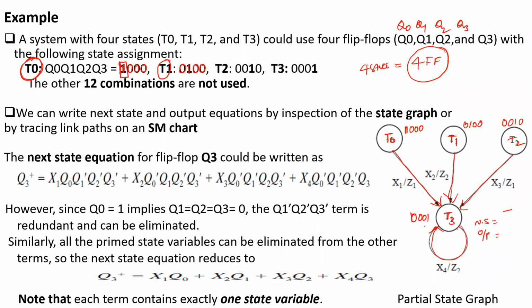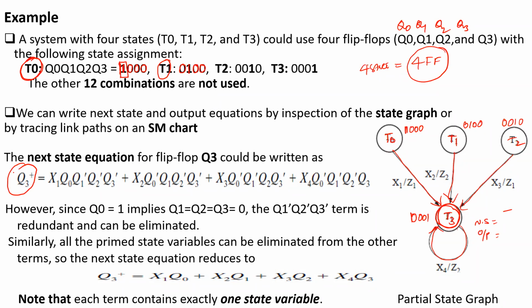Clear? Okay. Now, according to this one, for example, I want to talk about the next state equation for the state T3. Okay. Next state equation I want to develop here. How do I do this one? For example, next state of the T3 is nothing but the flip-flop output of the Q3.